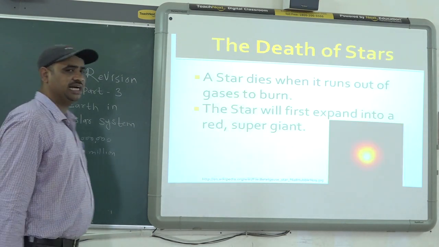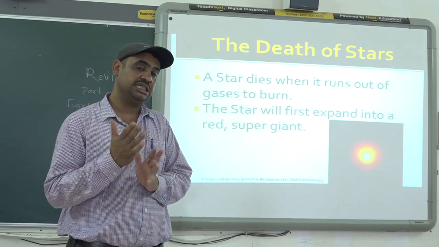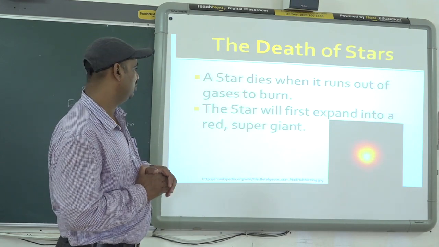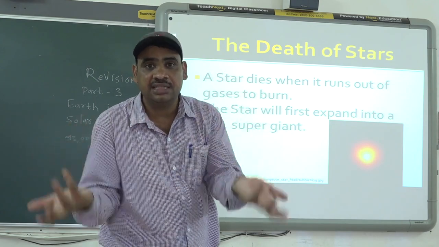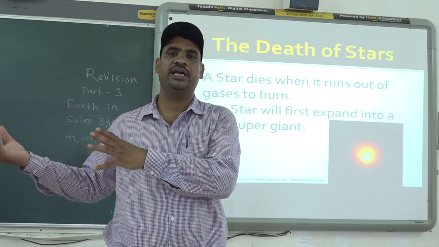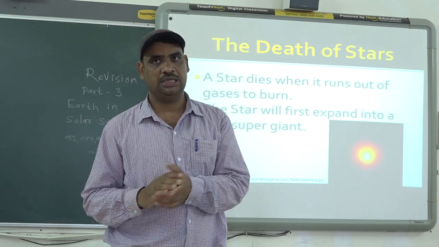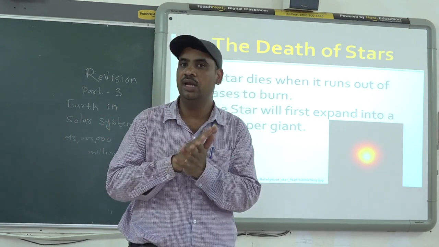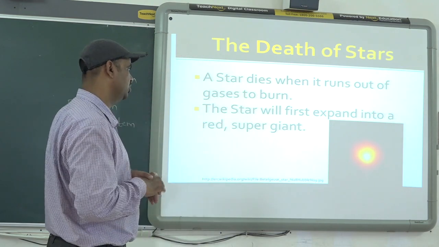Now, the death of a star. Sometimes we are not able to see particular stars, because sometimes stars die. Why does it happen? A star dies when it runs out of gas to burn. The stars require gas as we require gas to cook food. If the star is not getting gas to burn, it will die. This is a fact you have to remember.